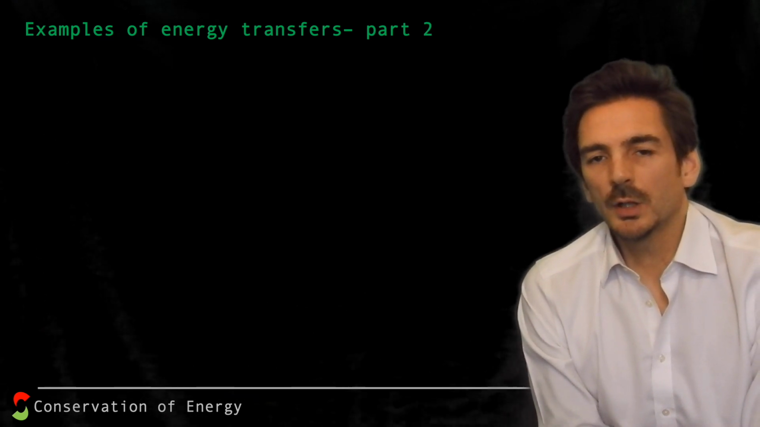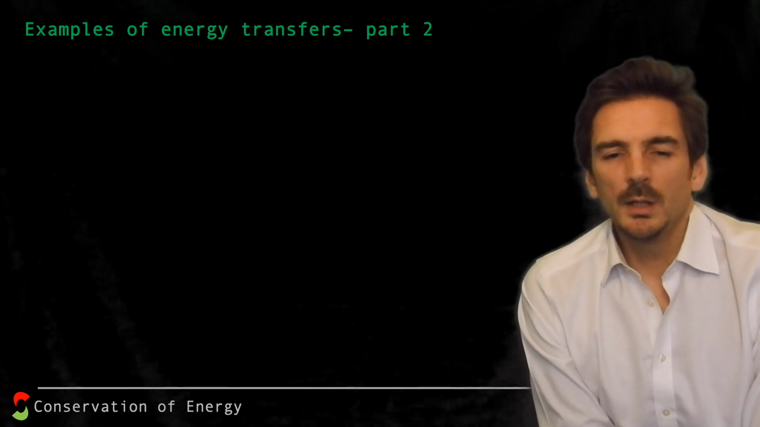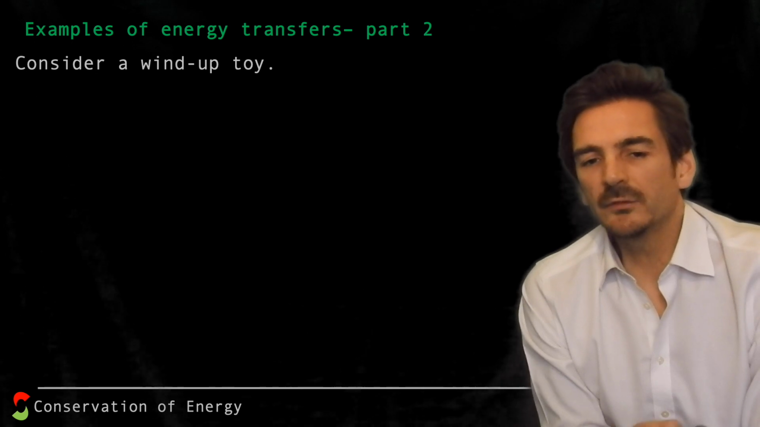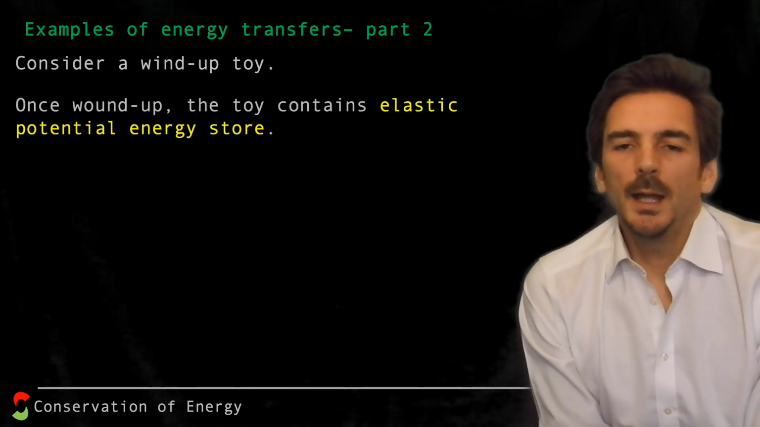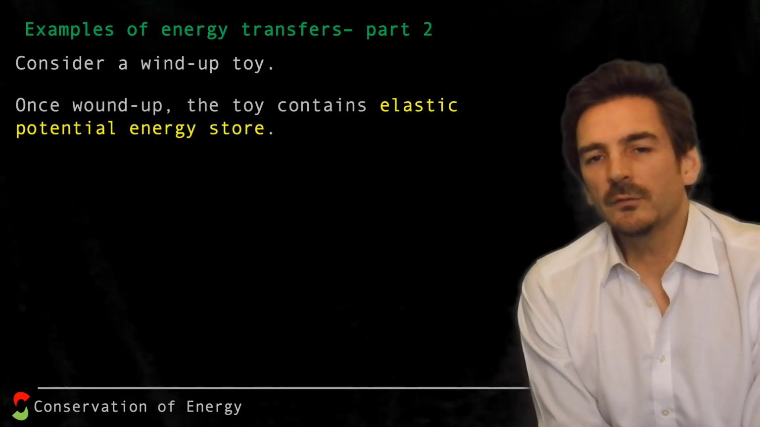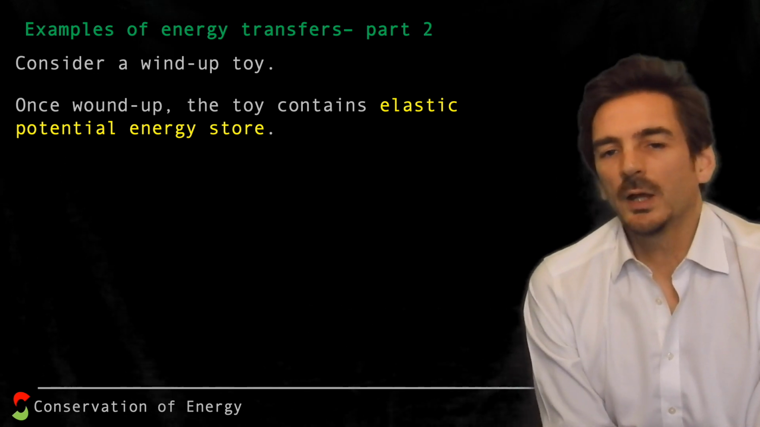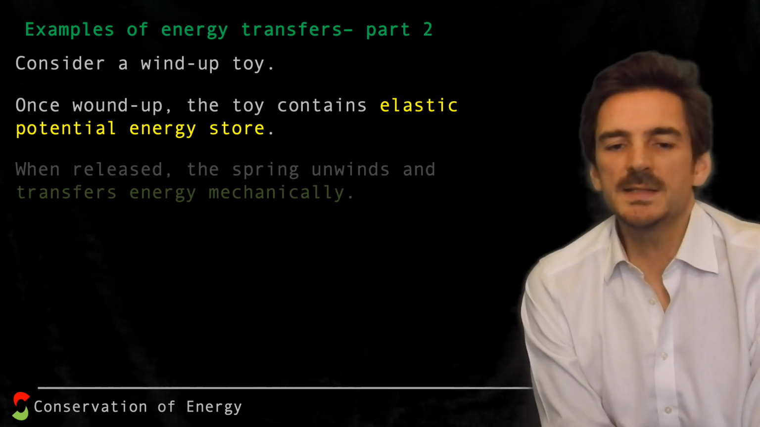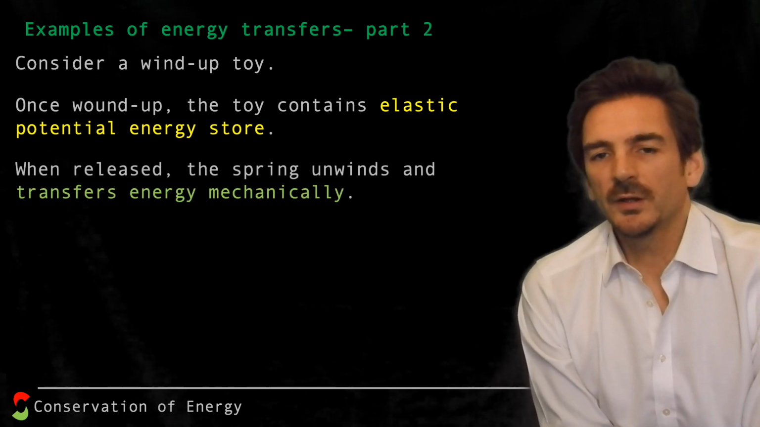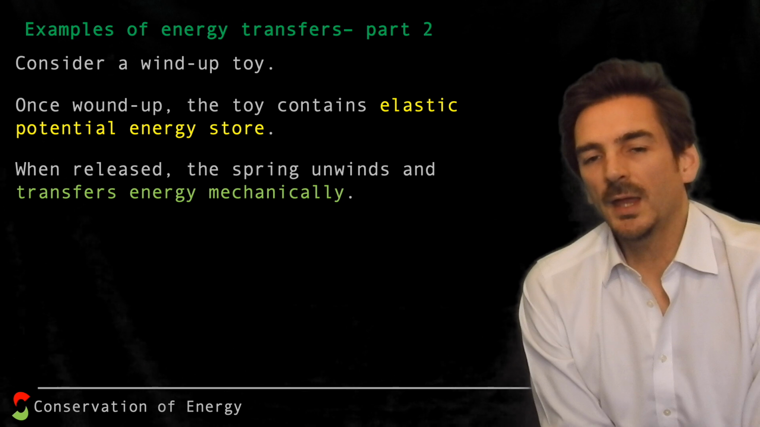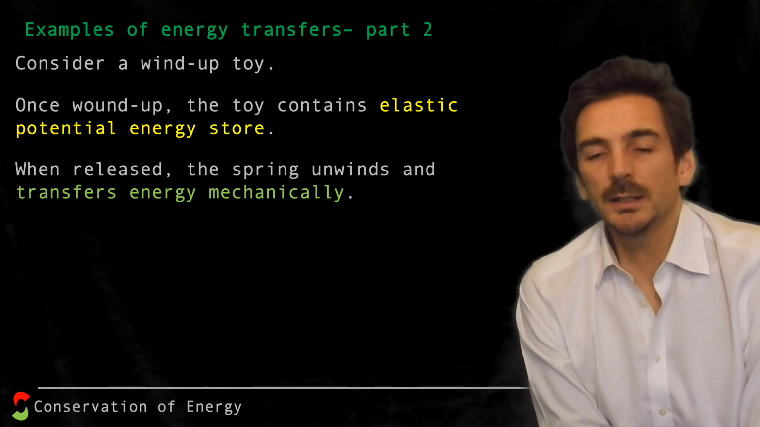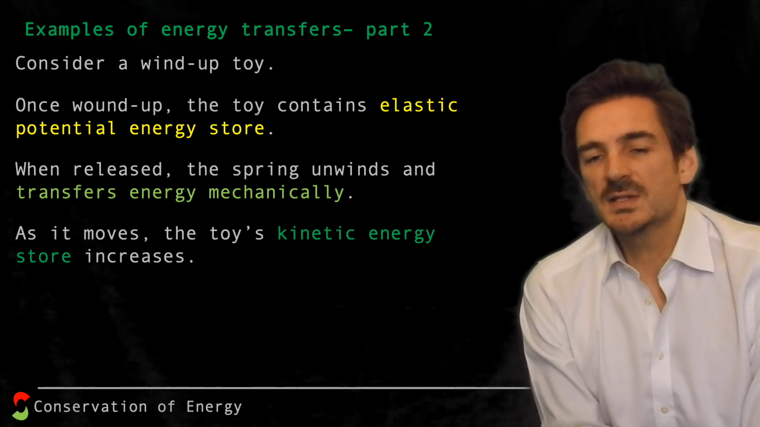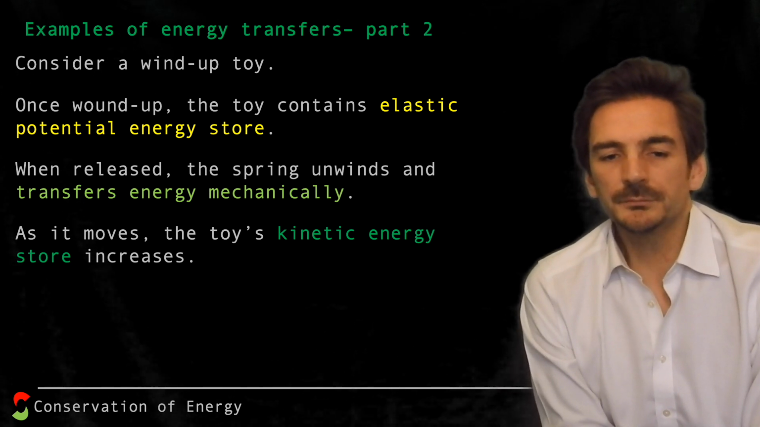So let's have a look at another example. Let's consider a wind-up toy. So we'll start at the point that it's actually been wound up. If it's been wound up, that means there's an elastic potential energy store stored in the wind-up toy. And when released, it's going to be exerting a force. So that means that energy is transferred mechanically. And that mechanical transfer of energy will increase the toy's kinetic energy store.